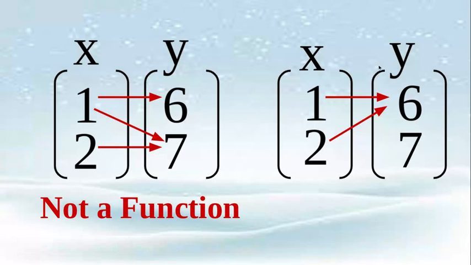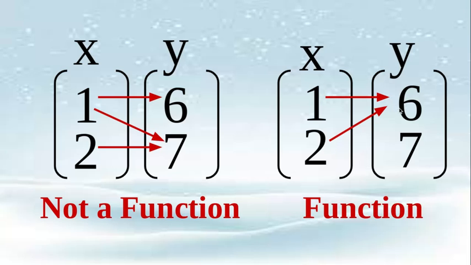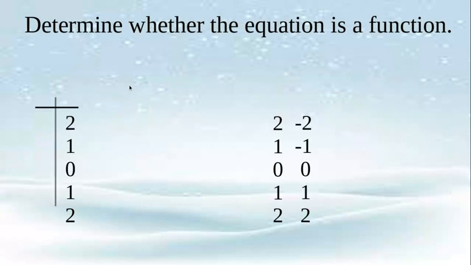So what about on this one? 1 goes to 6, 2 goes to 6. Function. That's fine. They can go to the same number. You just can't have 2 arrows leaving the same number. 1 only goes to 6. 2 only goes to 6. That's fine.